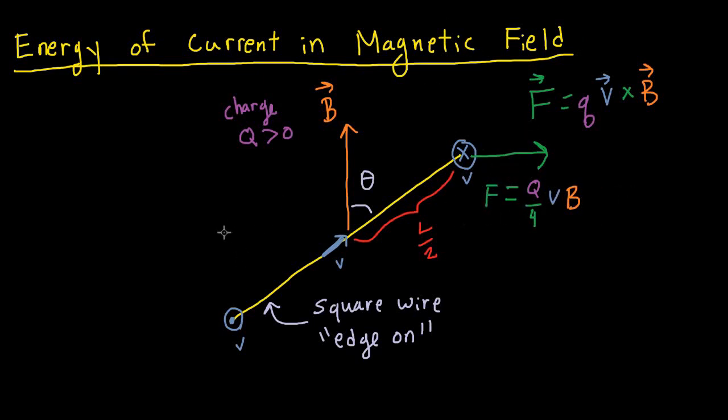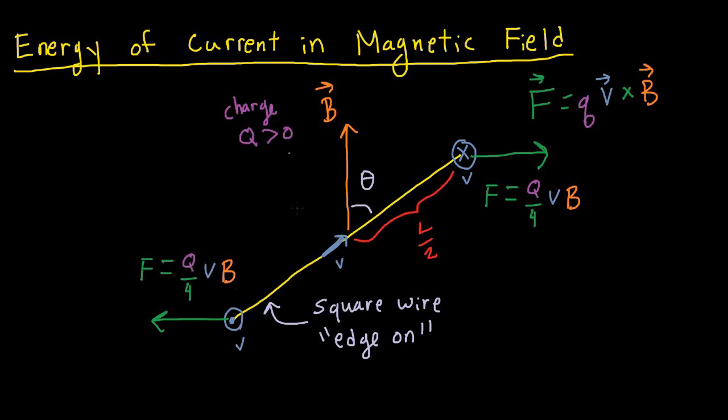Now what about at this segment of wire over here coming out of the screen? Well, here doing the right-hand rule, V cross B, okay, let's see, is going to point in this direction. And the magnitude of the force is going to be equal to the magnitude of the force here. So once again, force is equal to Q over 4 VB.